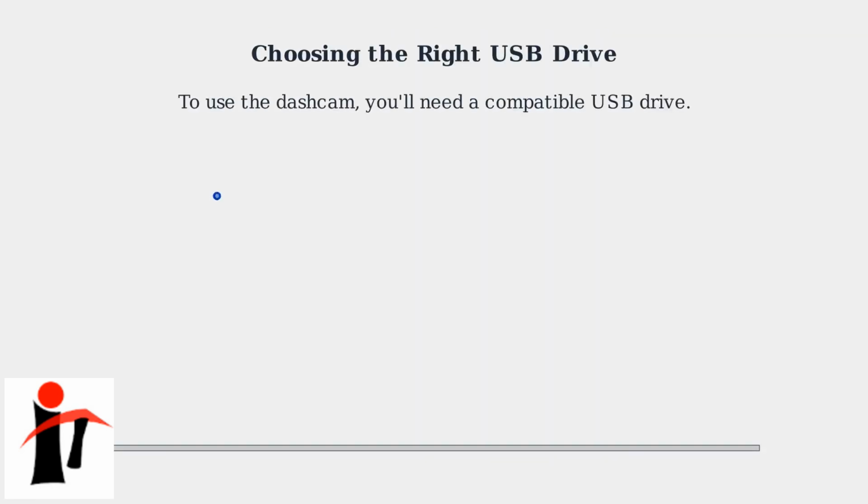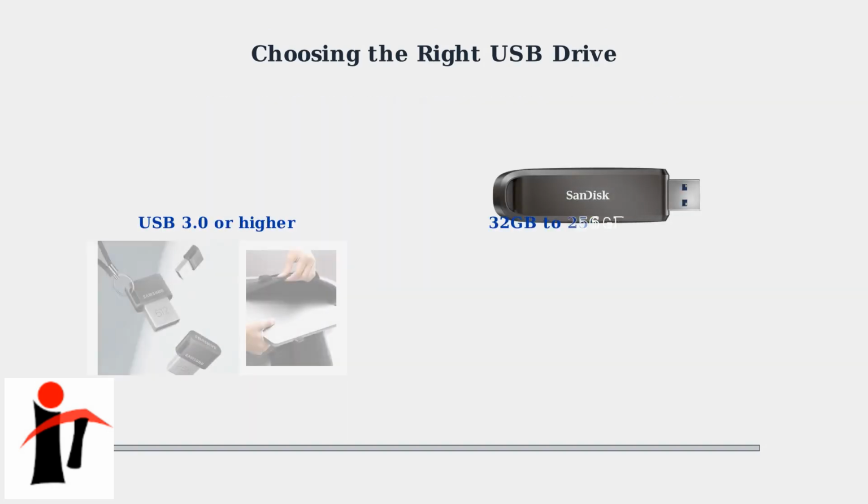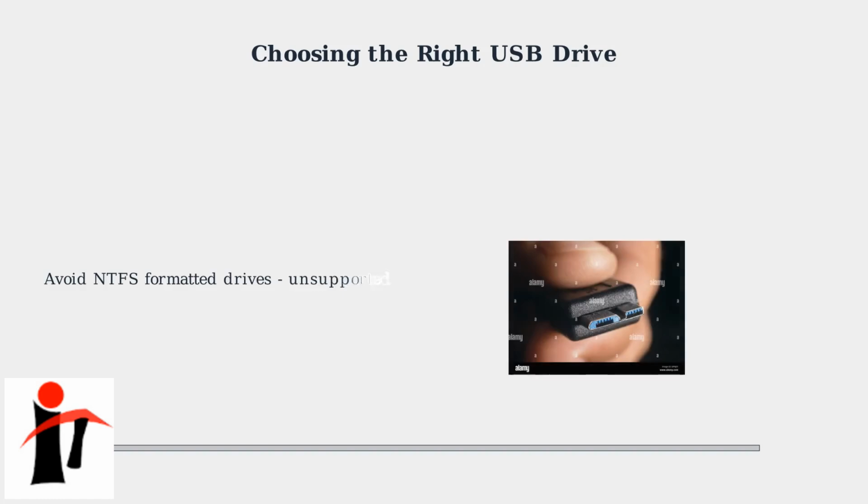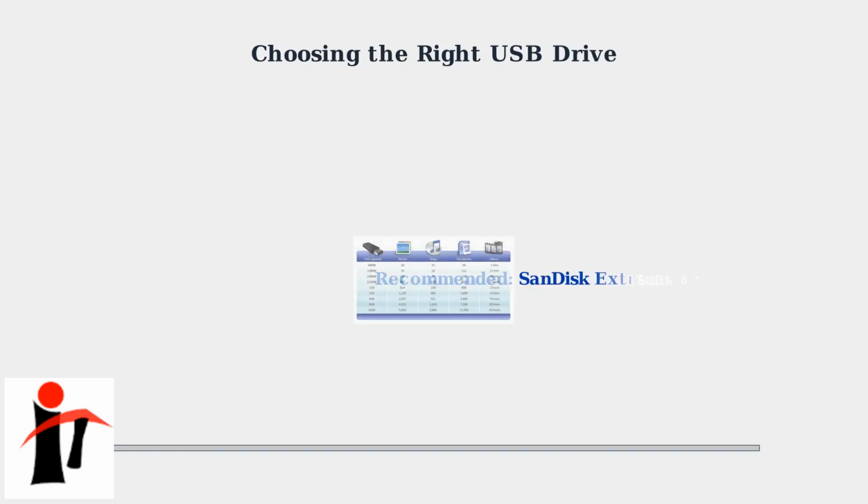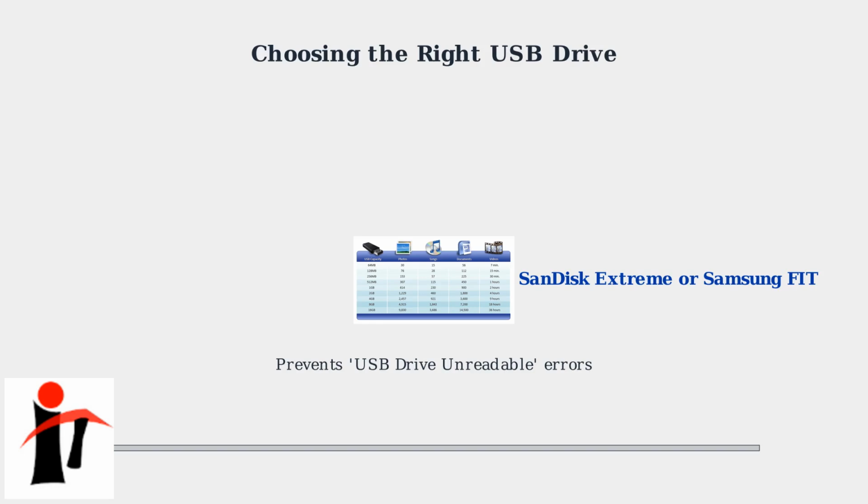To use the Dashcam, you'll need a compatible USB drive. A USB 3.0 or higher drive with a capacity of 32 GB to 256 GB is recommended. Avoid using NTFS formatted drives as they are unsupported. For optimal performance, consider Tesla's certified drives like the SanDisk Extreme or Samsung Fit. Using the correct drive will prevent errors like USB drive unreadable.